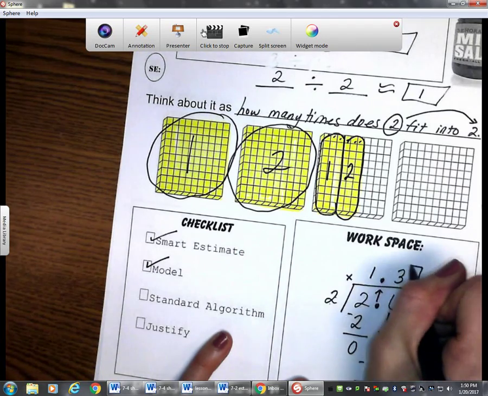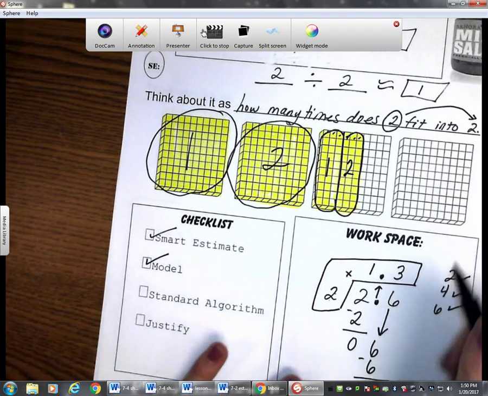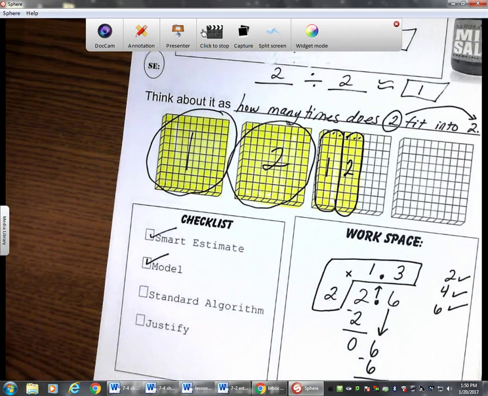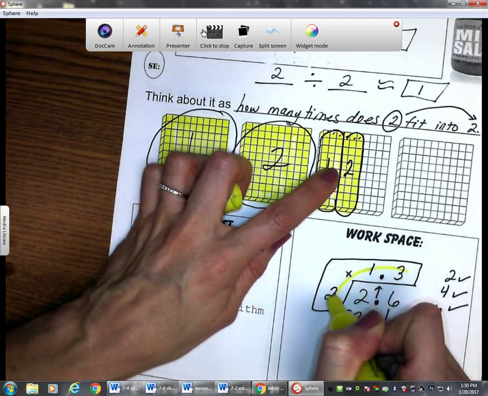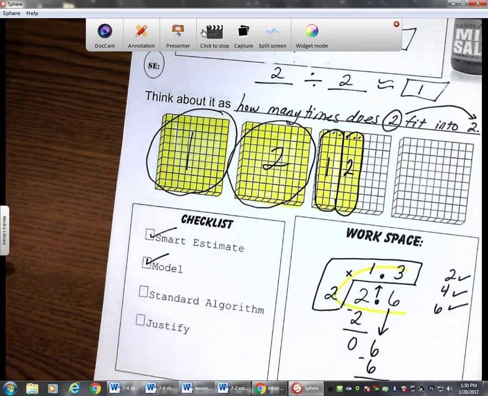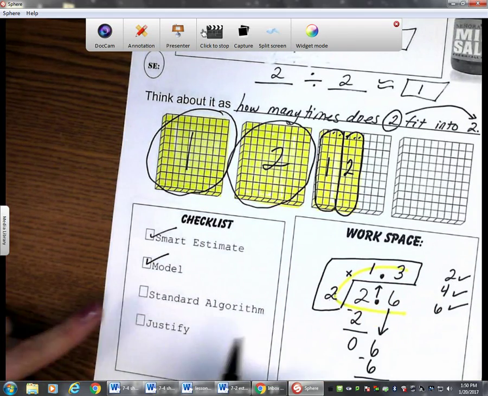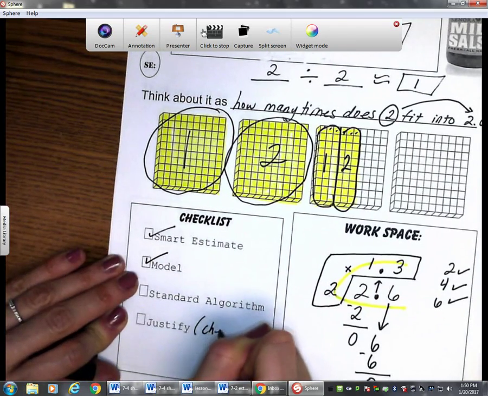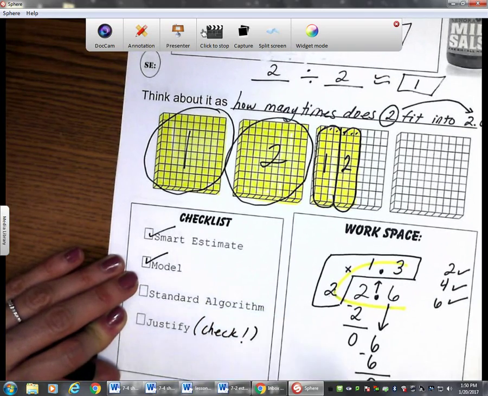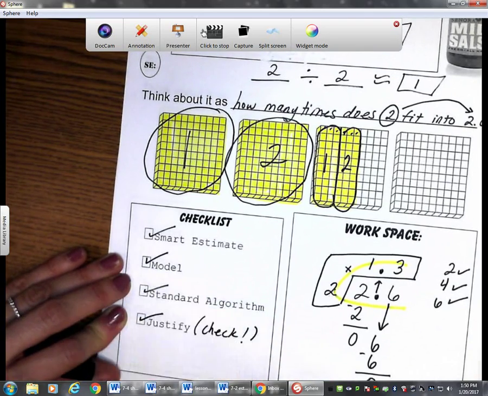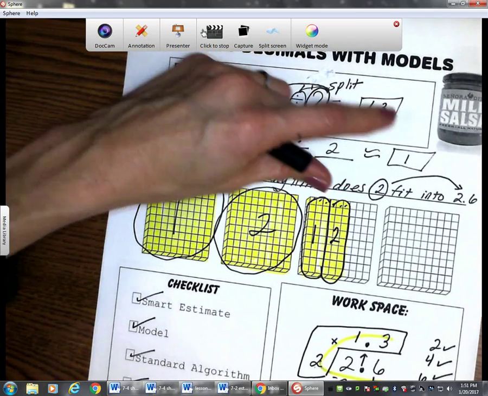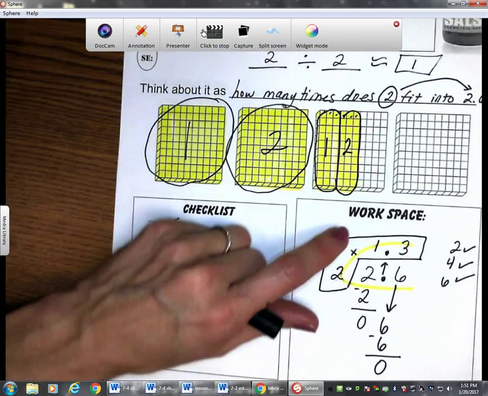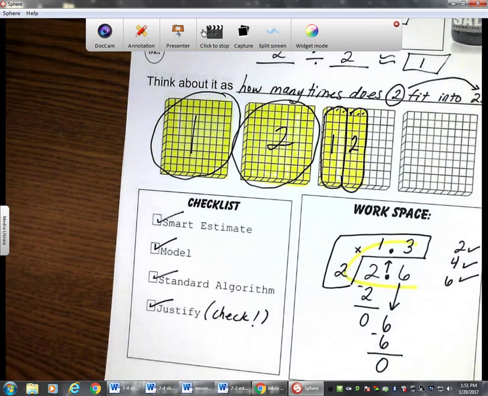Okay, and you can even check your work with multiplication. When you check it, 1 and 3/10 times 2 better equal 2 and 6/10. And once you do that and check your work, that would be justifying your answer. So we have the estimate matches close to the model, matches the standard algorithm, and we can check our work. So lots of different ways to make sure that we are right.